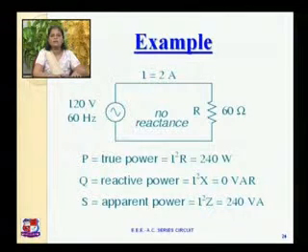So for this particular circuit, your real power P is equal to I square into R. Value of I is given, it is 2 ampere, value of R is given, it is 60. So it is 60 into 4, so your answer is 240 watt. Now what about reactive power?